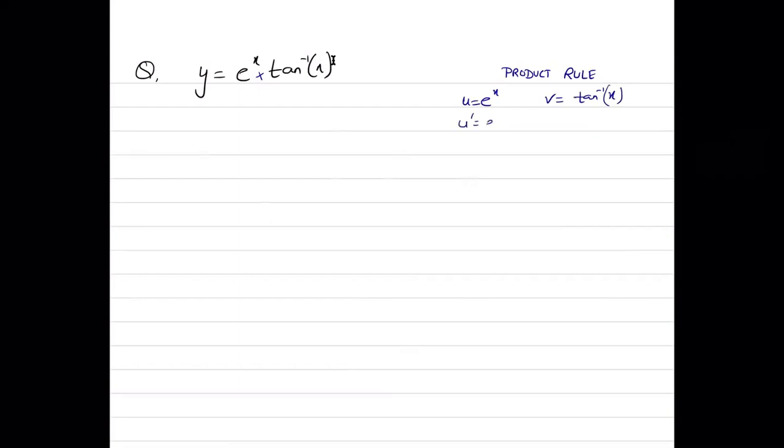u prime is going to be e to the power of x, because we know that differentiation of the exponential function is the same exponential function, and v prime is going to be 1 upon 1 plus x squared. Now just apply the product rule and simplify this.